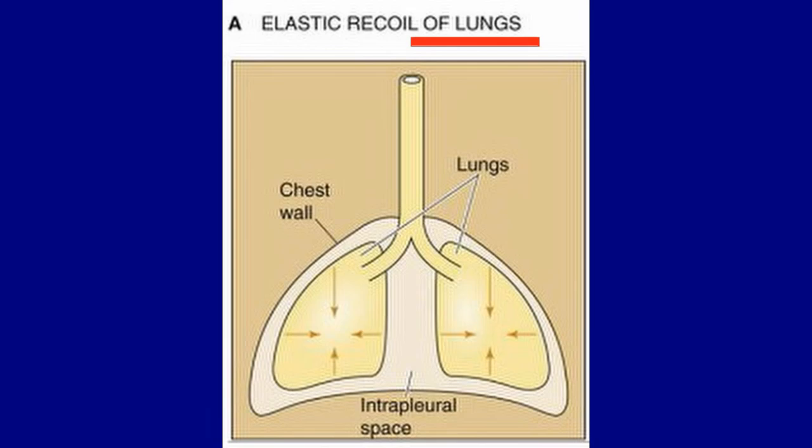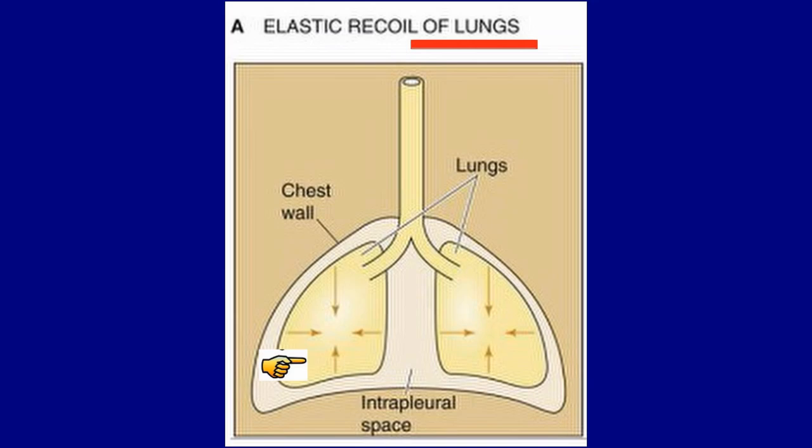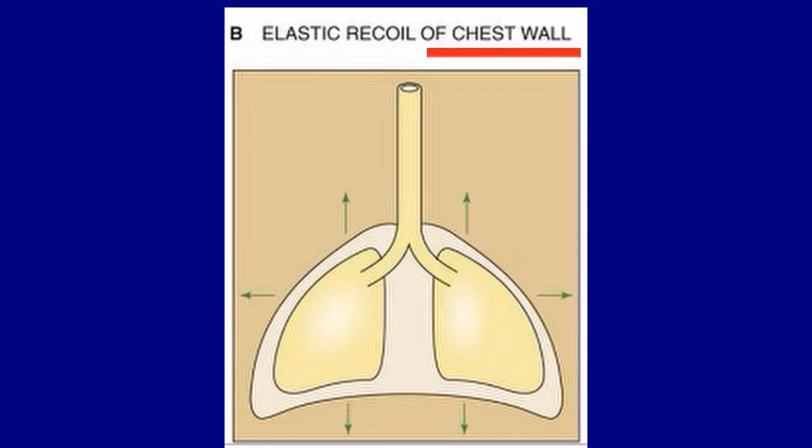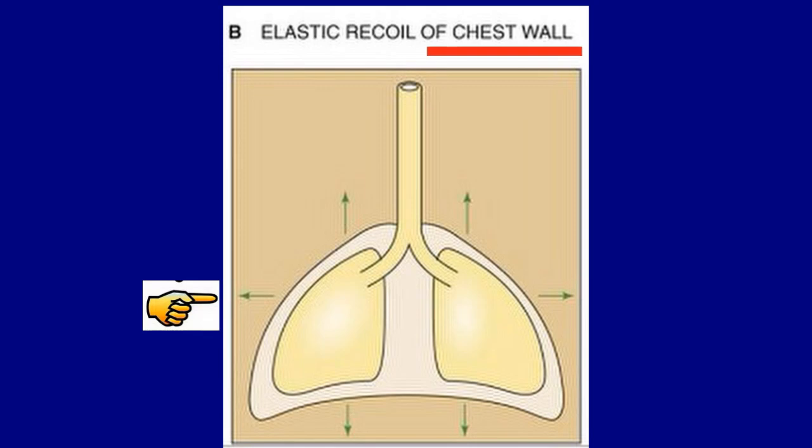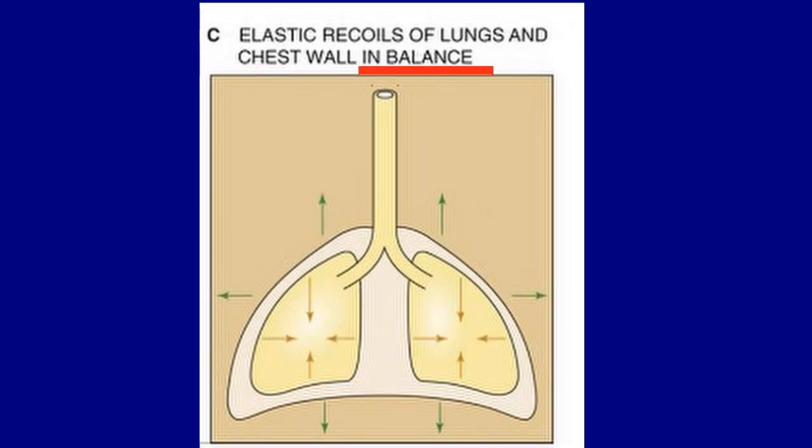This elastic tissue causes what we call elastic recoil pressure. This elastic recoil force pulls the lung inwards. So if there is no opposing force to this elastic recoil, the lung will collapse. But the lung is present in a chest wall, and this chest wall has the capacity to expand outward and anteriorly. And so we have two forces.